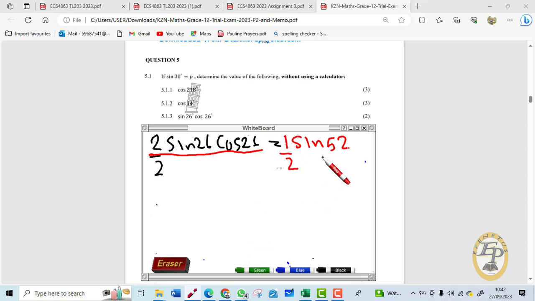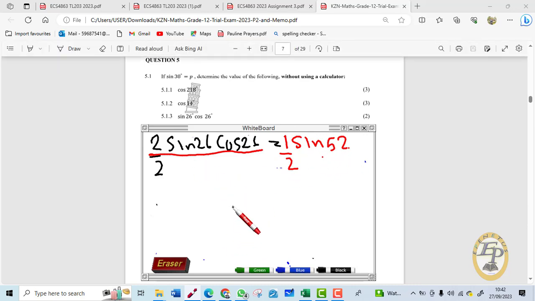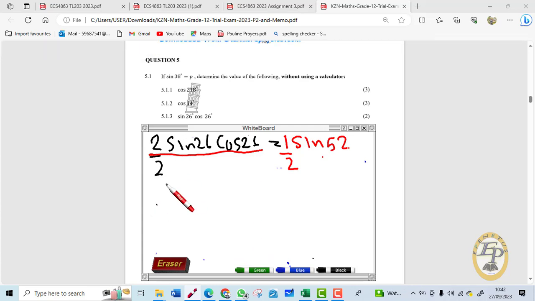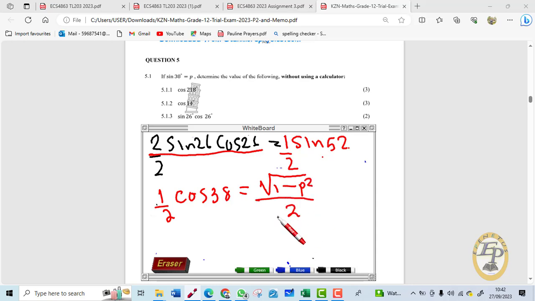Now sine 52 is equal to cos 38. So therefore we are going to say 1 over 2 cos 38, but we know cos 38 is the square root of 1 minus p squared, then divided by 2. This becomes the solution to the problem.